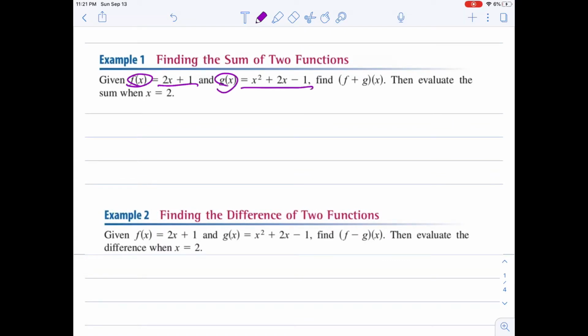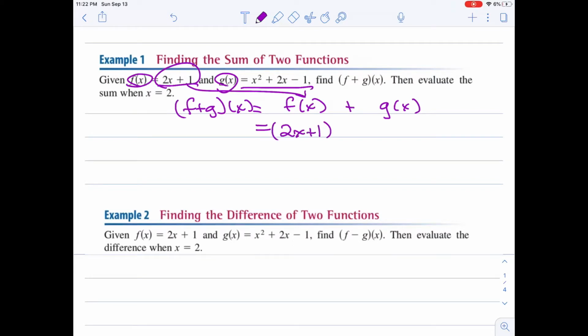So let's just do a couple of those, okay? If f of x is 2x plus 1 and g of x is x squared plus 2x minus 1, find f plus g of x. Now remember, in our properties it said f plus g of x is really just f of x plus g of x separately. So we're going to take this and put it right here. So we know f of x is really 2x plus 1. And g of x is really x squared plus 2x minus 1. So we're just going to add two expressions, basically. So we end up with 2x plus 1 plus x squared plus 2x minus 1.